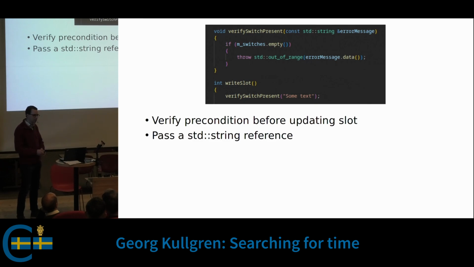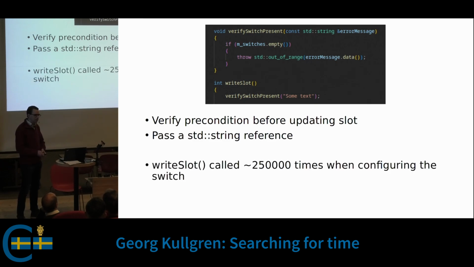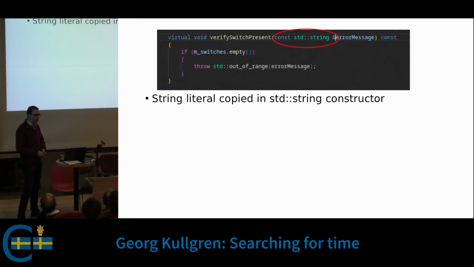Correct. You're perfectly right. Considering that write slot is called a lot of times, we could easily come up to 250,000 times for not even a full reconfiguration. And using a standard string here, even though it's a reference, we call the constructor with a literal string and copy the string into a standard string buffer. So this could be expensive.